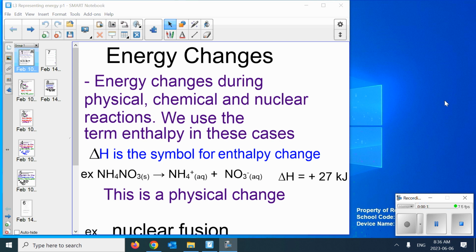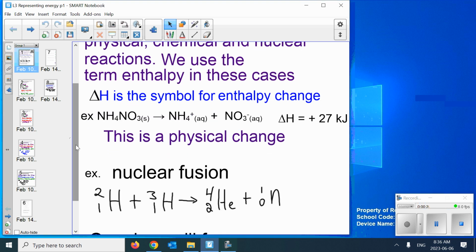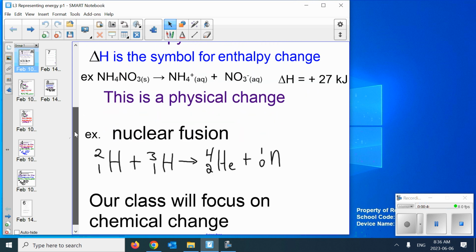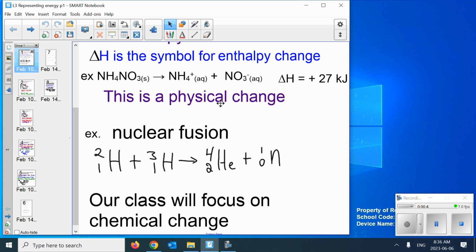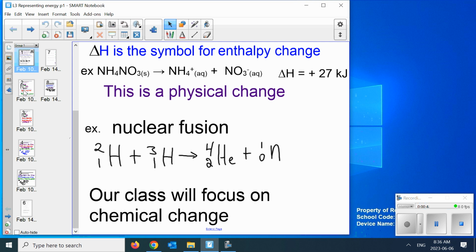Energy changes. You guys got this out. Here's what we went over yesterday. Especially from the first page, there's energy changes, and that's measured in joules, and heat is a type of energy. We use this triangle, delta H, as the symbol for enthalpy. Enthalpy refers to the heat energy changes in chemical reactions, not just chemical reactions, but that's what we'll look at here. It also works in physical change and nuclear reactions as well, but we're focusing on chemical change.